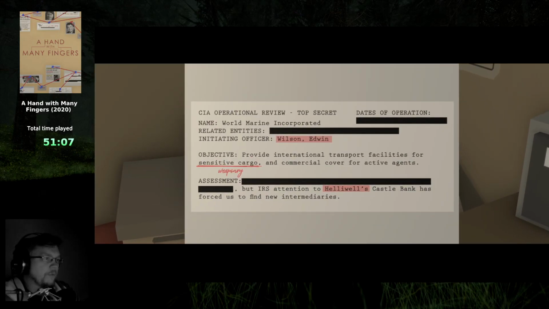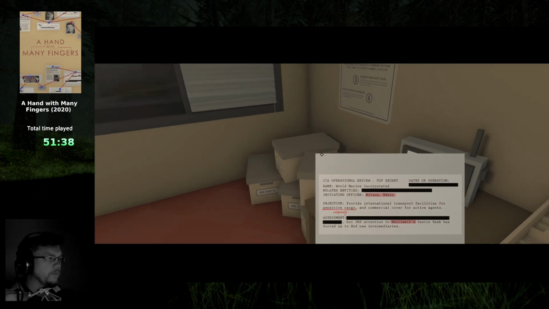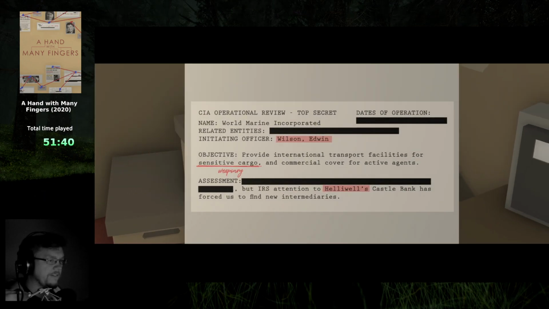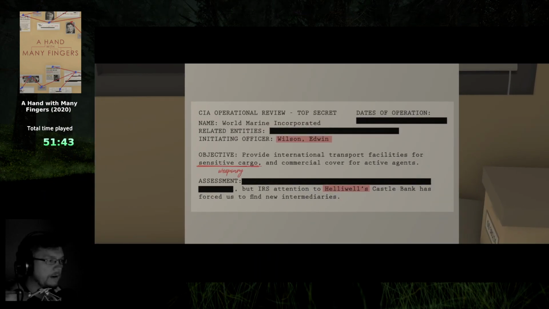Top secret CIA operational review. Name: World Marine Incorporated. Mission Officer: Wilson Edwin. Objective: provide international transport facilities for weaponry and commercial cover for active agents. Assessment: something, but IRS attention to Halliwell's Castle Bank has forced us to find new intermediaries. Where was this? Fuck, why didn't this have a year?